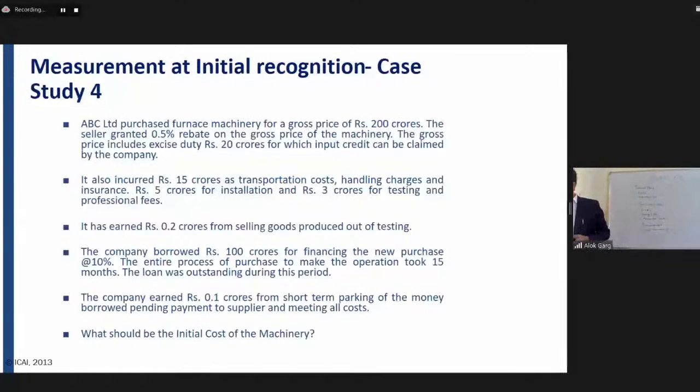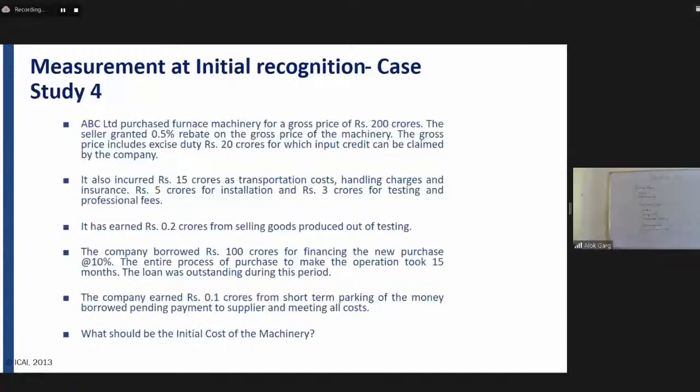So yes, so many students have responded. Preeti is saying, sir, reduce 0.5% rebate and excise duty rebate. Great, you are right, Preeti. Then Chavi is saying, sir, rebate is going to be deducted. Kaustav is saying trade discount rebate. Ambika is saying, sir, 200 minus 1. What is this 1? Okay, 0.5% rebate is going to be deducted, and 15, 5 and 3 is required to be capitalized, added. And 20 is also going to be deducted. Yes, Ambika, you're right.